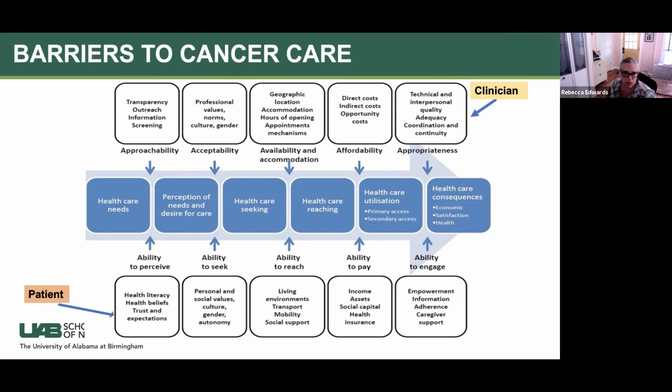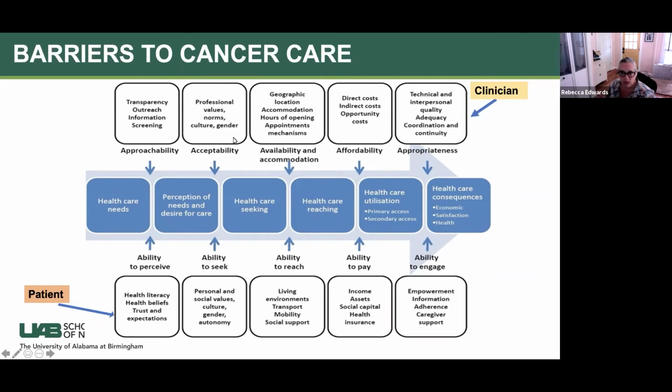would be involved in making sure that they are approachable, that there's transparency in the information that's being delivered, that they're coordinating or helping with outreach if that's needed, making sure that they're being ethically sound and professional, and taking culture and gender and all kinds of different variabilities into account when working with a patient and their family or caregivers. Must think about geographic location.